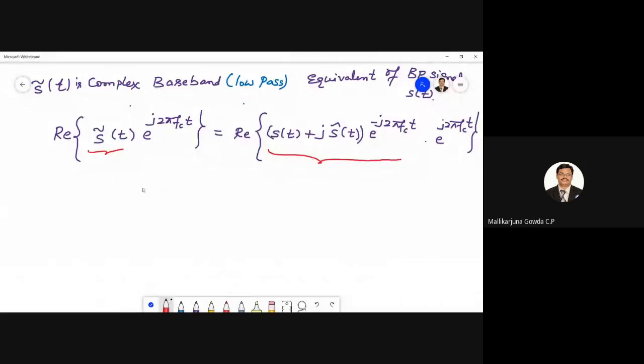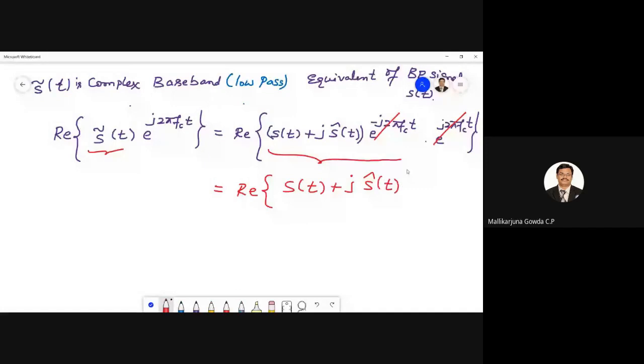Yes, what is the real part? Shall I write? See, e power j minus 2 pi fct and e power j 2 pi fct will get cancelled, na? So can I write the remaining term, that is real part of S of t plus j into S cap of t? Is this fine?